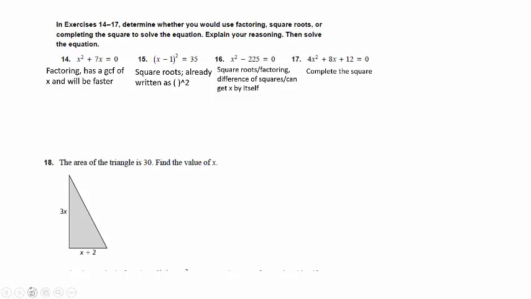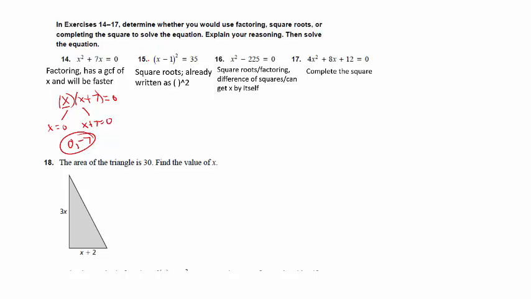So we're going to put these methods to the test and see just how much time and effort they save us. So we're going to factor out the GCF of x, leaving me with x and x plus 7. So what I have now are two linear equations basically being multiplied. You can use the zero product property and solve each of them. So I get 0 and negative 7. So I feel like that was a lot less work than doing complete the square.